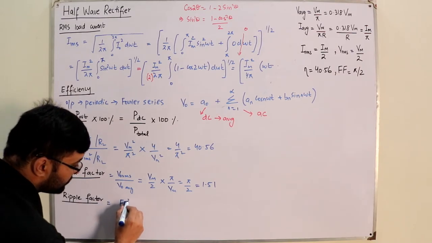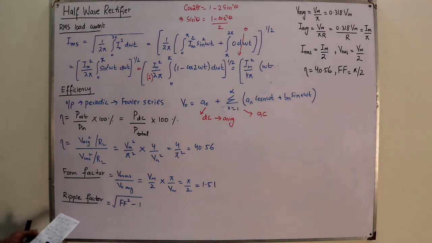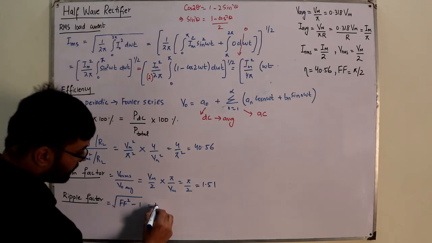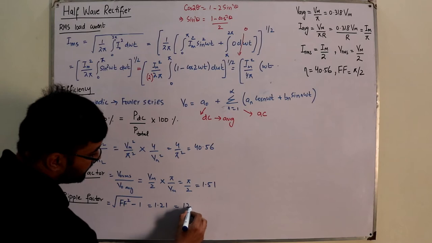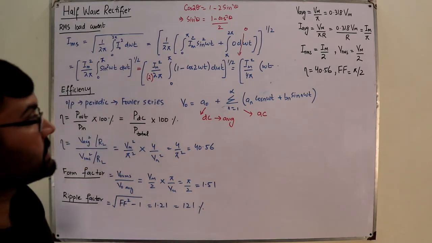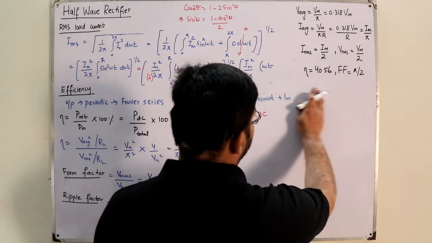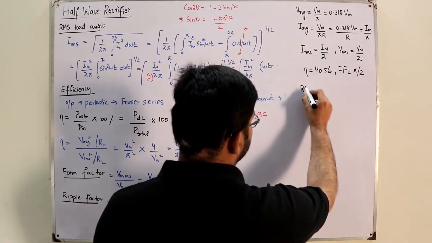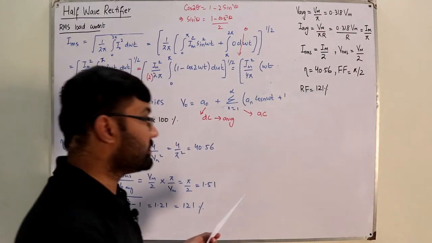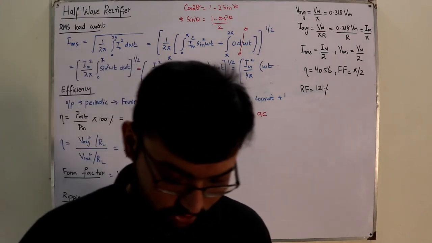This is the form factor squared minus 1. You have the form factor value, so you can just put it over here and you get 1.21, which is equal to 121%, which is a very poor value. The ripple factor is 121%, which means this much is the amount of ripple. So we need a pure DC. This has to be as low as possible.